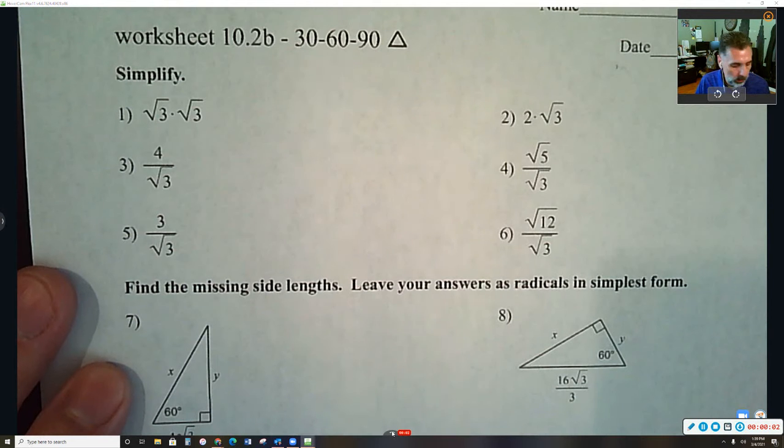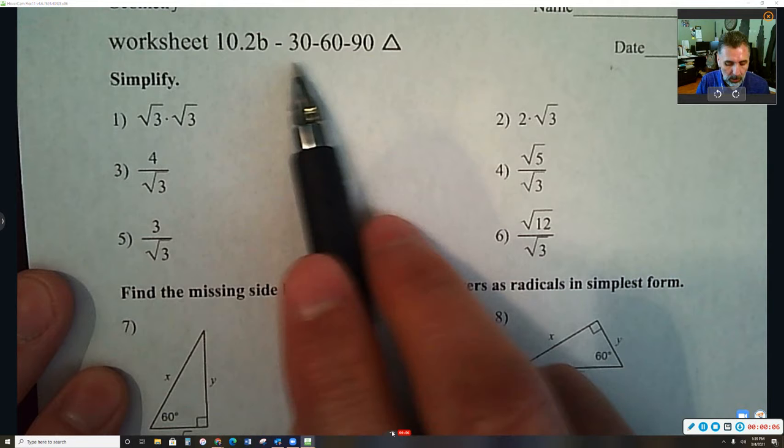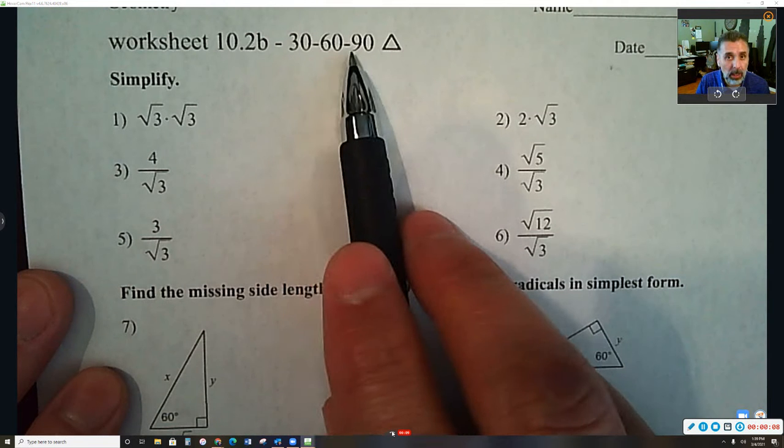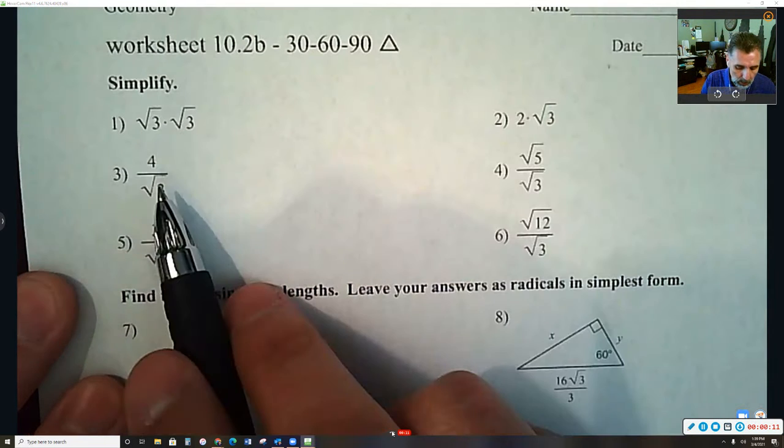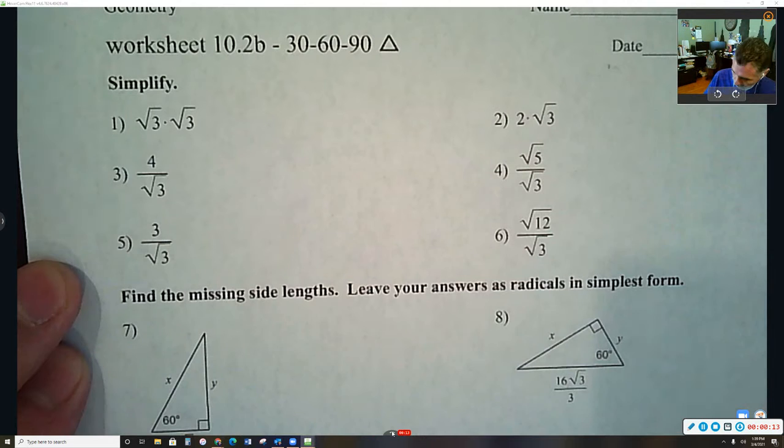Alright everybody, so here's the video solution guide to today's worksheet. And then make sure you choose the right one. It's the 30, 60, 90 triangles. And in the first part, we're just simplifying radicals.